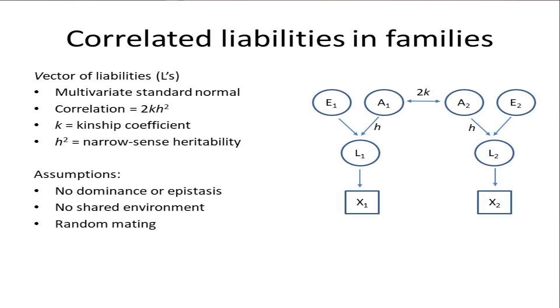In the liability-threshold model that we introduced, there is a liability for each person. So for a family, every individual will have a liability, so you end up with a vector of liabilities, and the model assumes that this joint distribution is multivariate normal. We have to basically specify all the correlations between every pair of family members, and that is basically a function of the relationship, the kinship coefficient, and the heritability of the trait. And then there are certain assumptions, because this is a simplification.